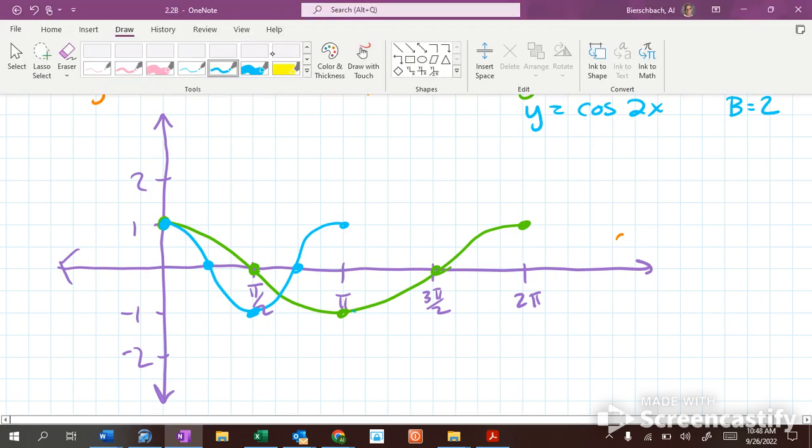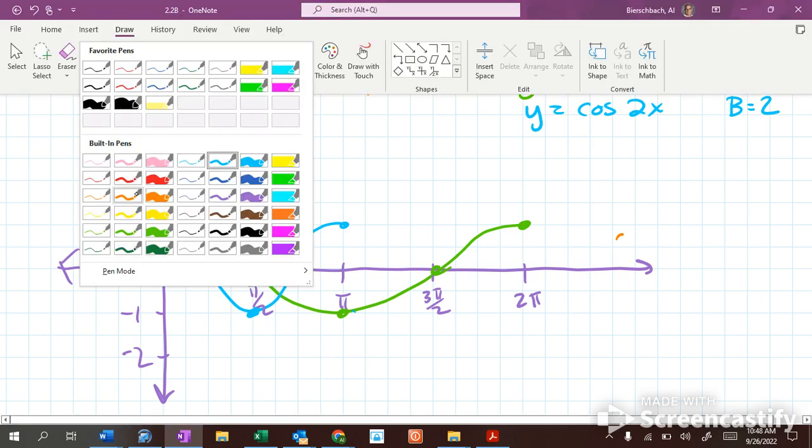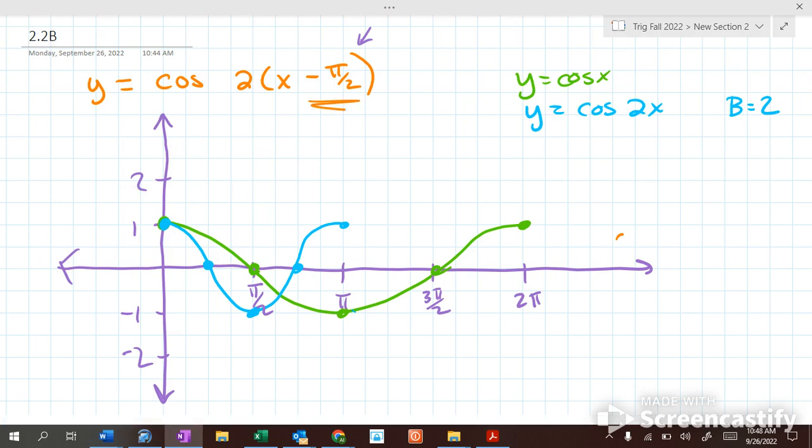And then what do I do in the very next step after that? I move everything pi over 2 to the right. Pi over 2 is 4 spaces to the right. So 4 spaces to the right. Everything goes 4 spaces to the right. And there I am. That's what it should look like. Okay?